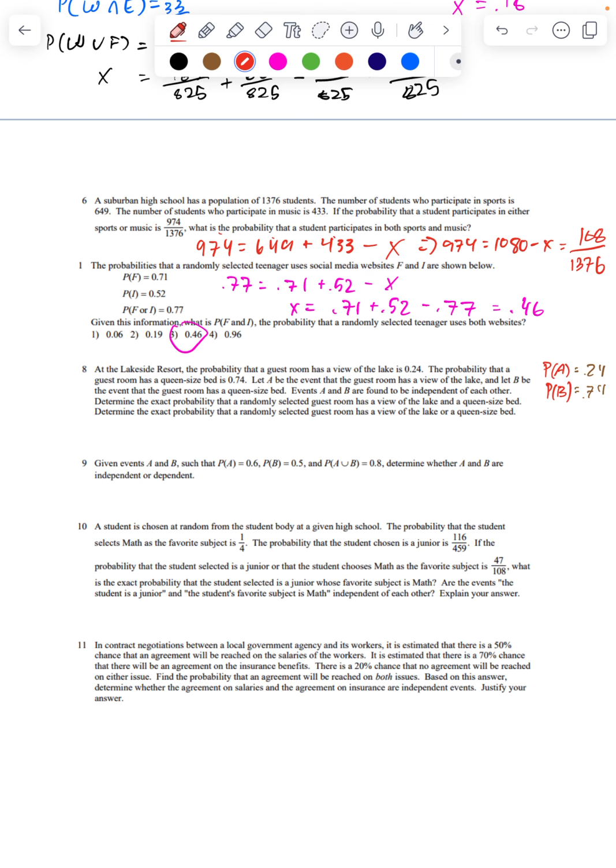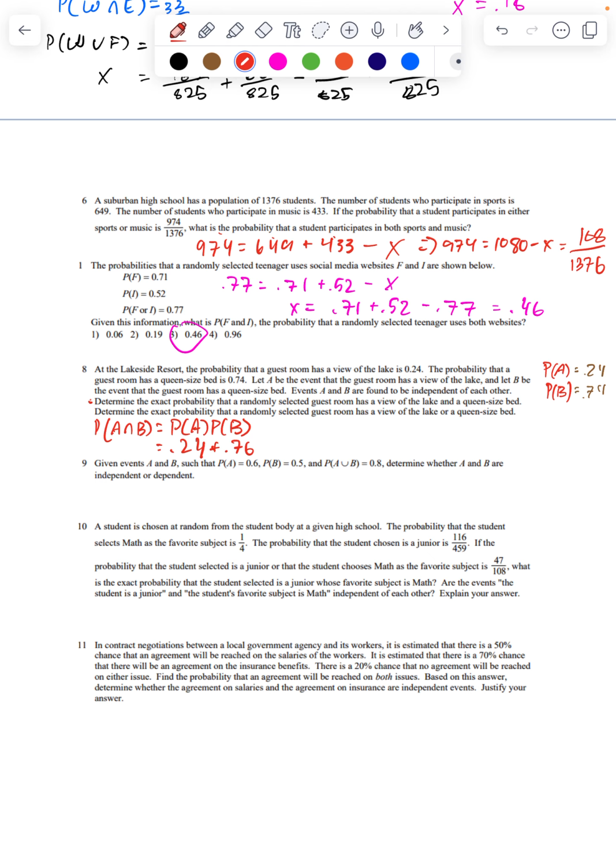Events A and B are independent of each other. You're given the independence formulas in the Regents. All right. And determine the exact probability that a randomly selected guest has a view of a lake and a queen size bed. So because we're dealing with independence, we can say their intersection, P of A intersection B, equals P of A times P of B. All right. So that's pretty simple. That's going to be 0.24 times 0.74. That's what the first question is asking.